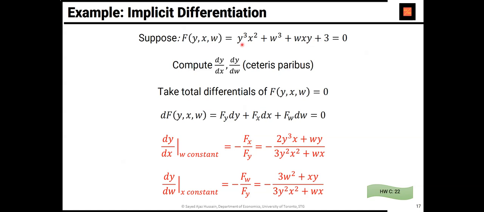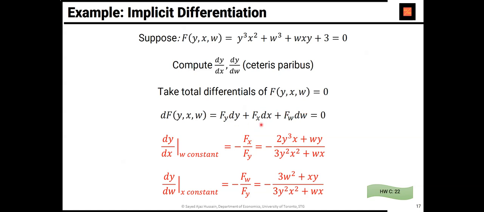And now somebody says, give me dy dx and dy dw. Using the same trick we saw earlier, we now change y, x, and w simultaneously. And we ask ourselves, what's the change in the big F function when you change y, x, and w simultaneously? Well, first of all, you'll find the change in the big F function with respect to y. That's the partial derivative of F with respect to y times the total change in y. Then the partial of F with respect to x times the total change in x. Partial of big F with respect to w times dw.